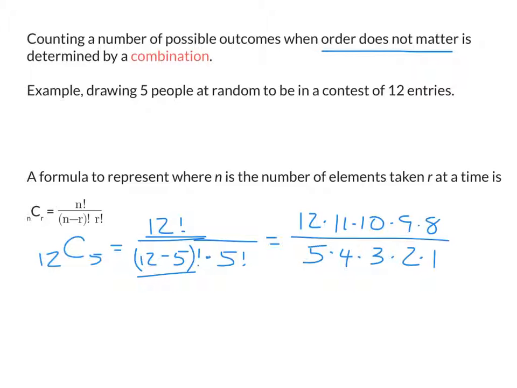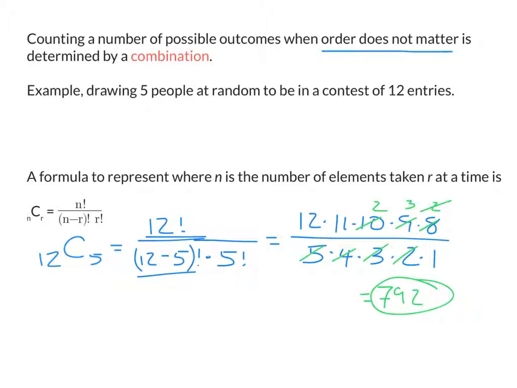And so let's work on crossing things off again before we actually do any multiplication here. 5 and the 10 cancels, we get a 2. I can do the same thing with 4 and an 8. Can do something similar with the 9 and the 3. And then this 2 and that 2 go away. So I'm looking at 12 times 11 times 2 times 3, which results in 792 different outcomes. So notice that there's significantly fewer different outcomes, even though the numbers 12 and 5 stayed the same, only because the order didn't matter this time.